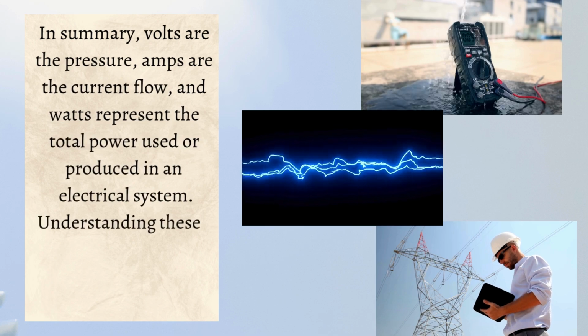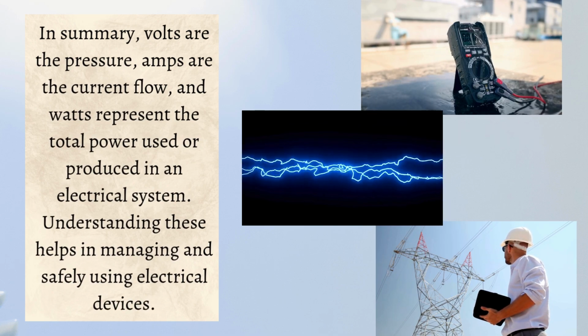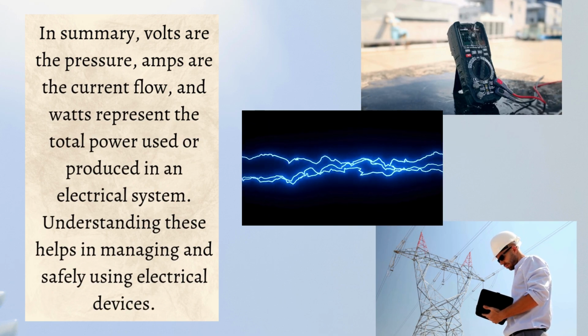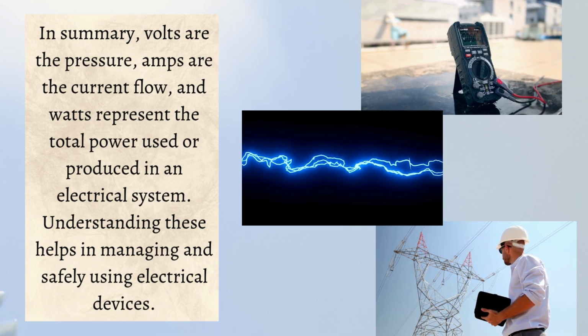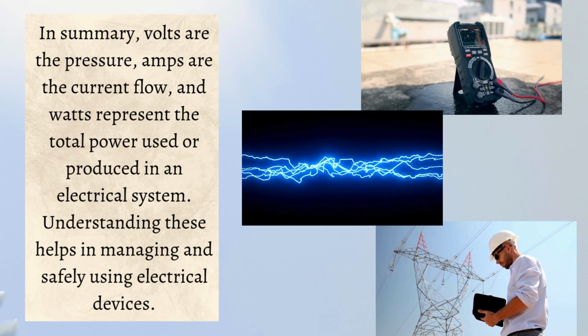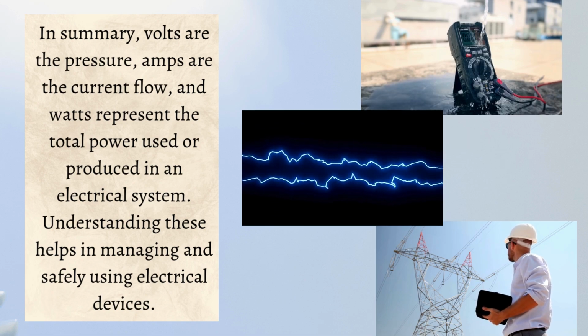In summary, volts are the pressure, amps are the current flow, and watts represent the total power used or produced in an electrical system. Understanding these helps in managing and safely using electrical devices.